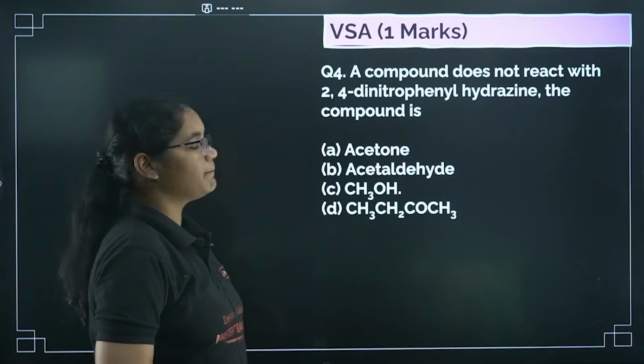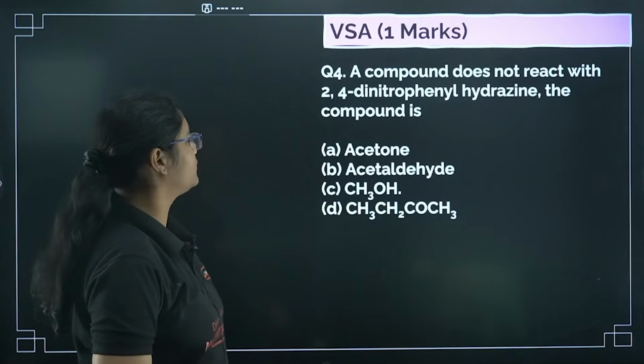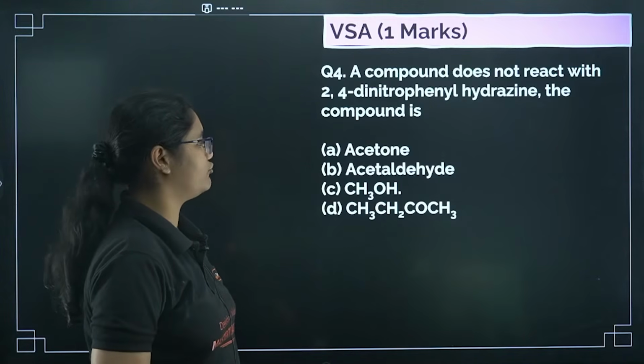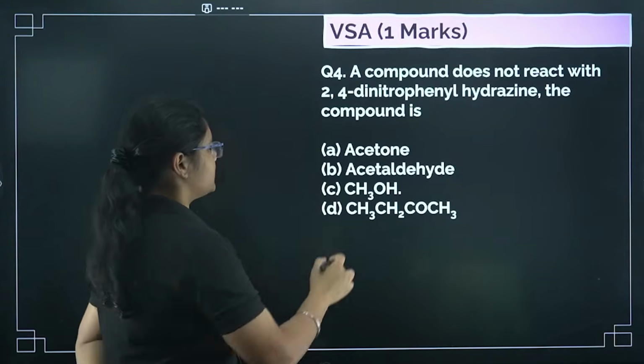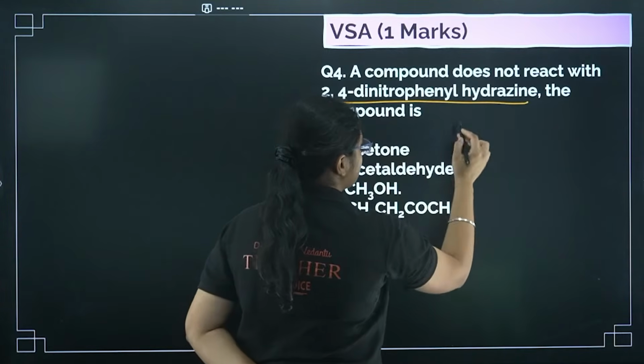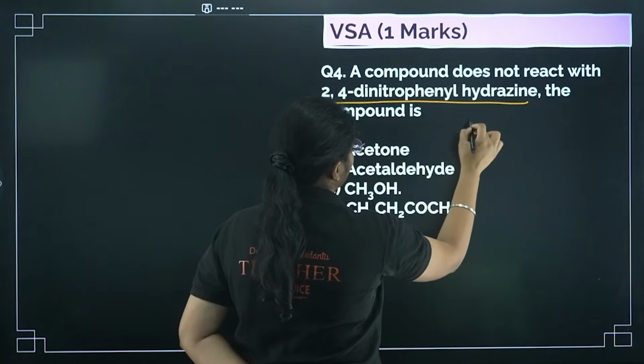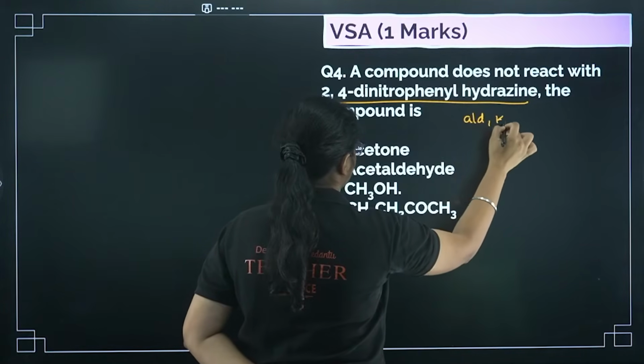Next question: a compound does not react with 2,4-dinitrophenylhydrazine. The compound is, now see, the reaction with 2,4-dinitrophenylhydrazine is the property of aldehydes and ketones.